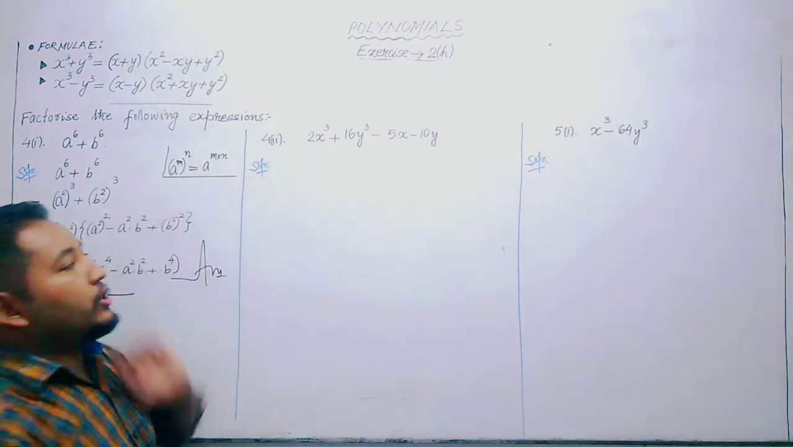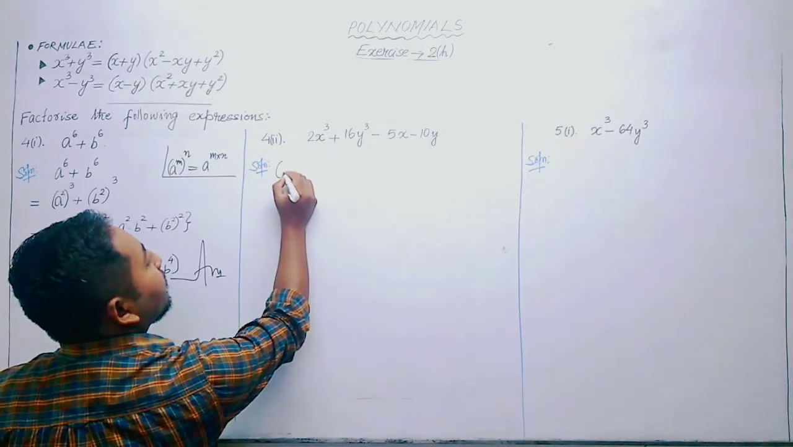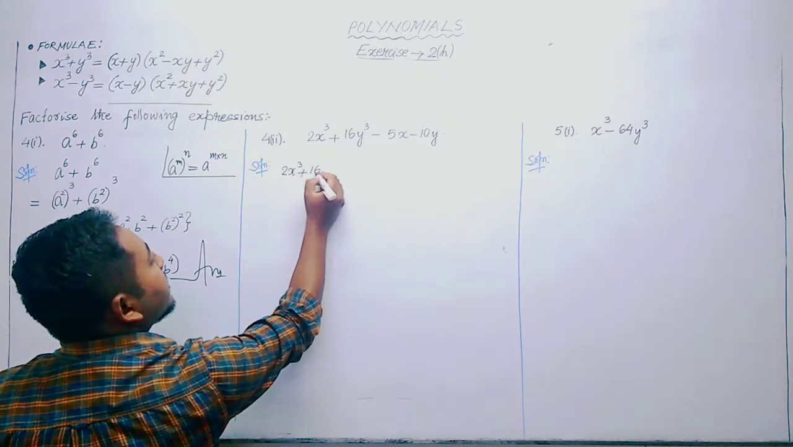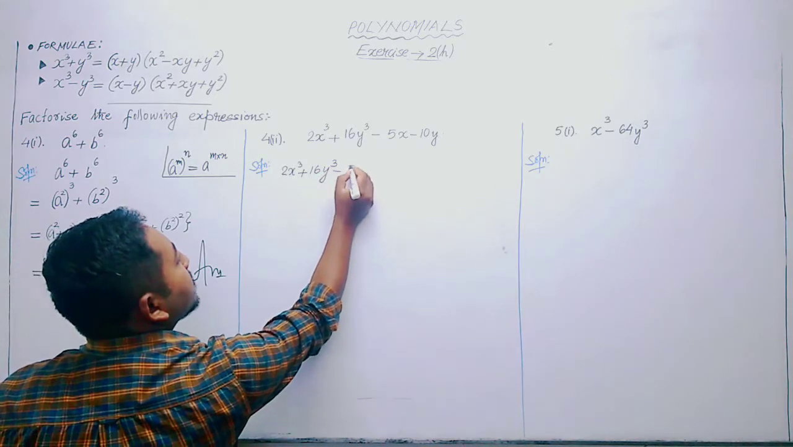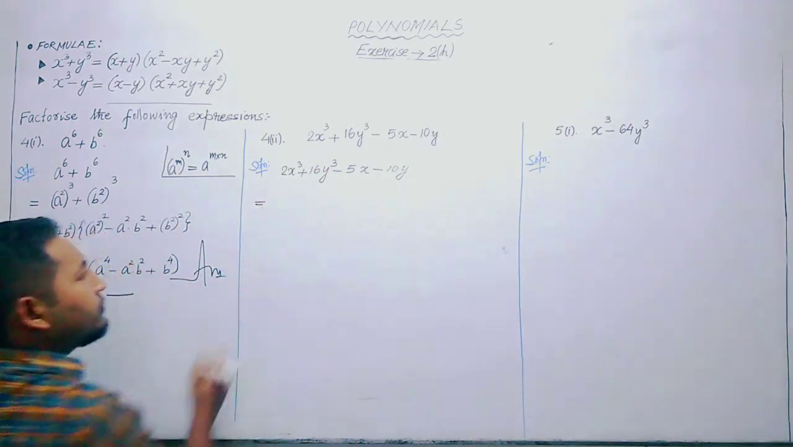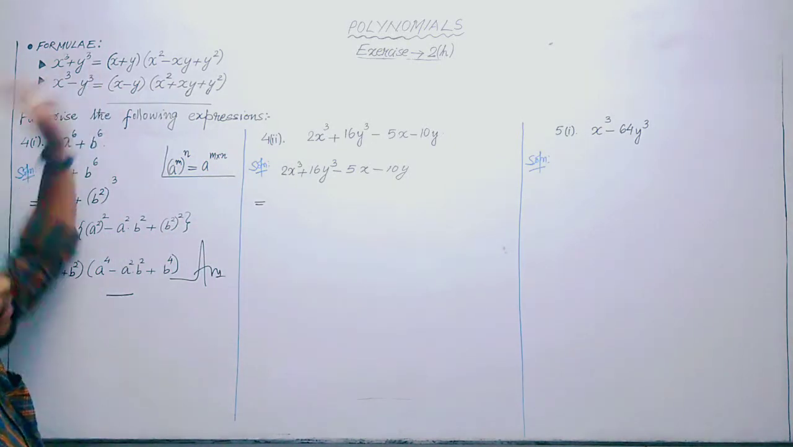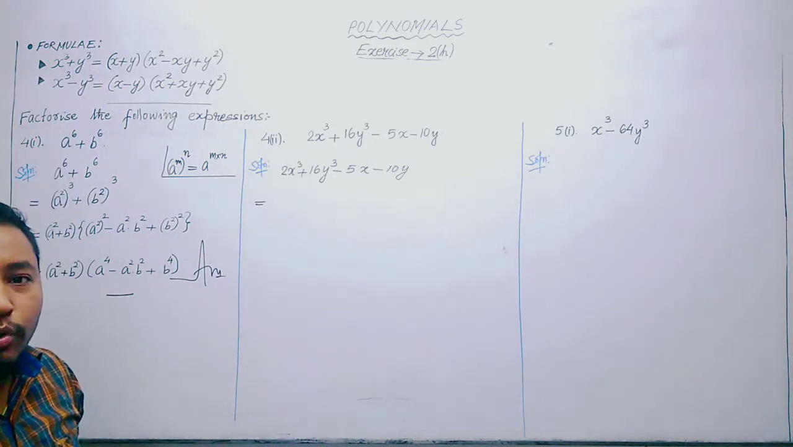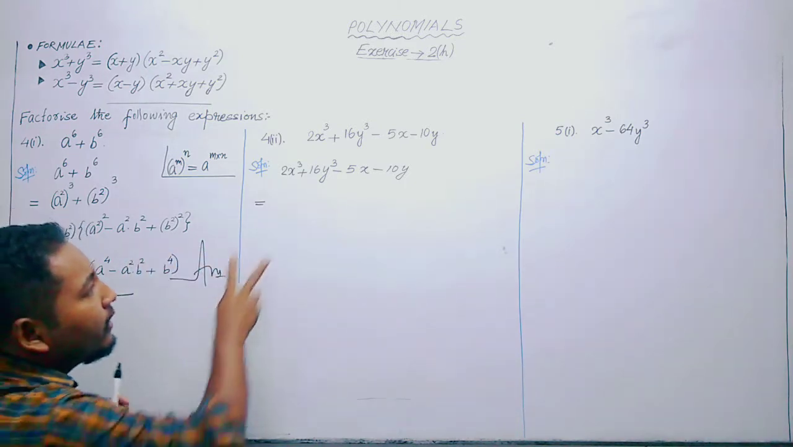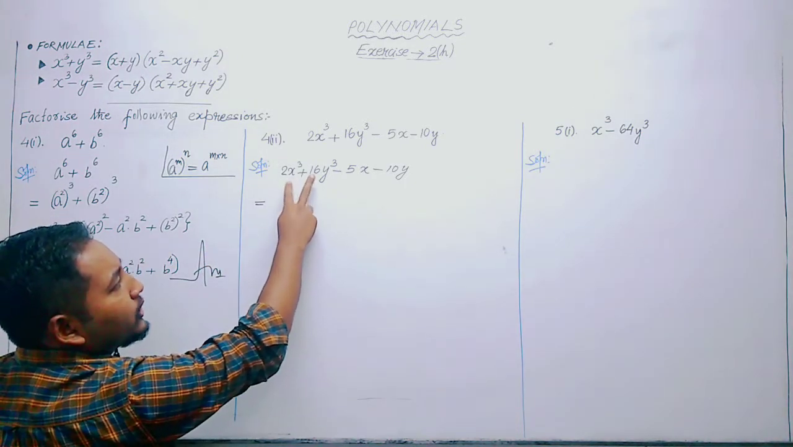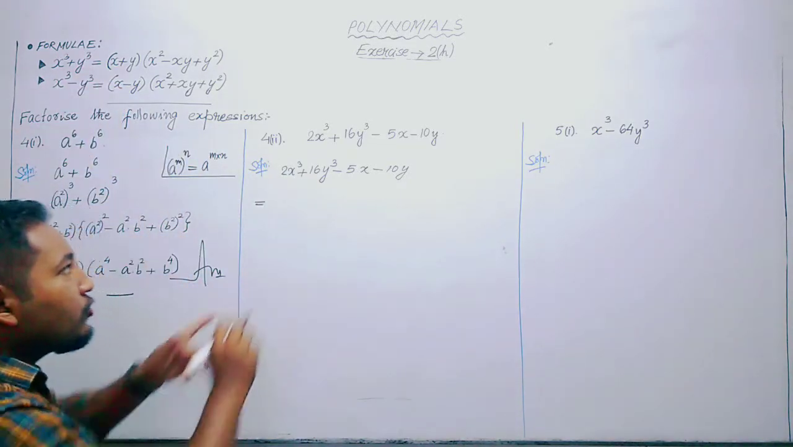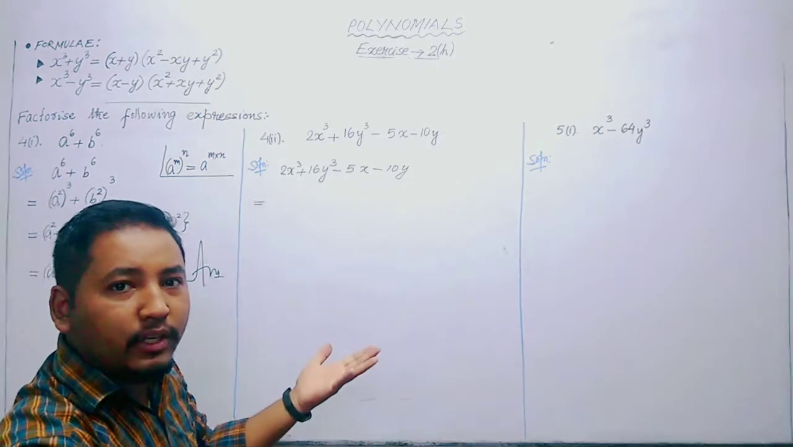Now let us try this question. Number 4 sub number 2. You have 2x cube plus 16y cube minus 5x minus 10. Now if you look at this question, it is not of this form directly. Now what to do? But if you analyze closely, you'll find out that these two terms can be converted into this form. Now let us try. Directly it is not convertible.